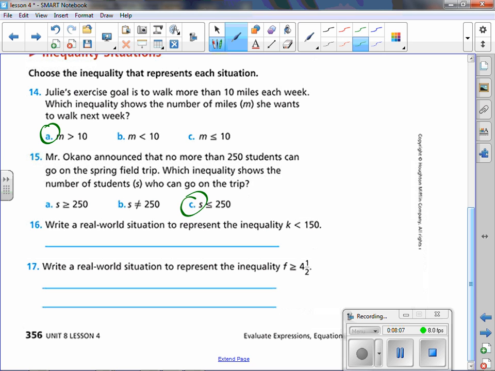Write a real-world situation that represents the inequality K is less than 150. And then you're going to write a real-world situation that represents the inequality of F is greater than or equal to 4.5. You guys need to come with those done for tomorrow.